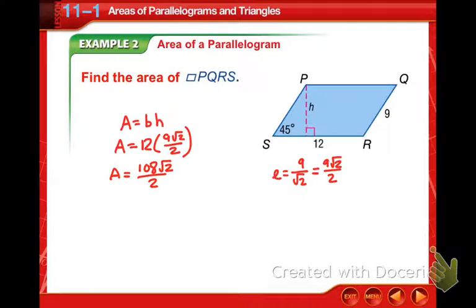Then we divide that by 2, and we get 54 square root 2. We can't really do anything else to it. We'll leave the square root 2 as it is. And we don't give it any units here, so that is our answer, 54 square root 2.